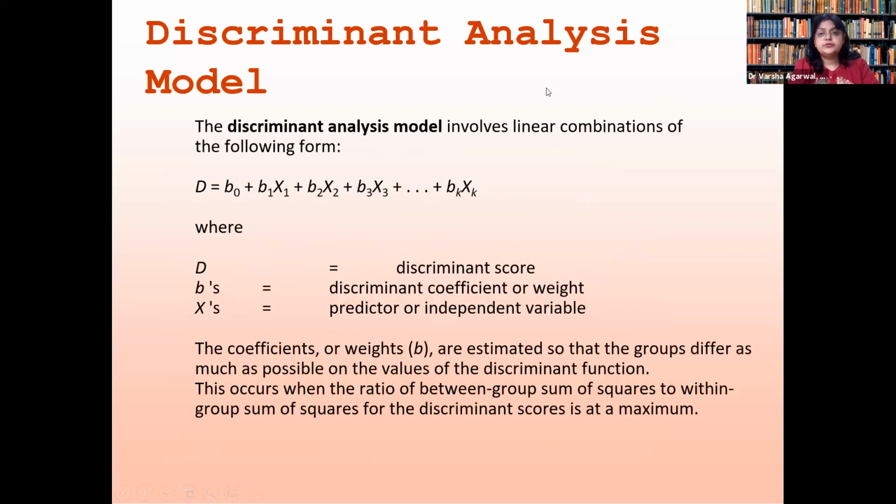So this is how a discriminant function looks. Here you are having one dependent variable. Okay, so it will have linear combinations. So more or less, it will look to you like regression, but it is not. Okay, it is a discriminant function. So D stands for discriminant score. These are just the coefficients or weights, and X is the predictor or independent variables. You can have n number of independent variables. There is absolutely no limitation on that. But your dependent variable should only be one, and that too will have only two categories. Okay, loyal or not. That's it. Okay. So the coefficients or weights are estimated so that the groups differ as much as possible on the values of the discriminant function.